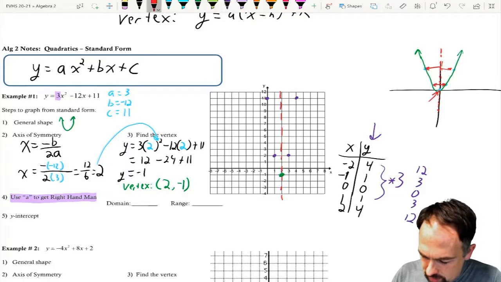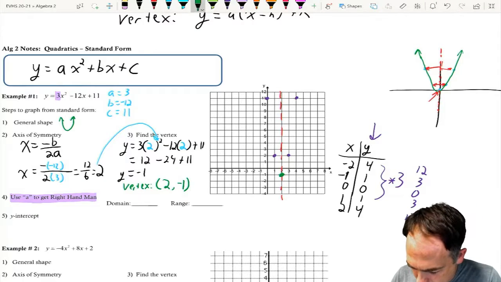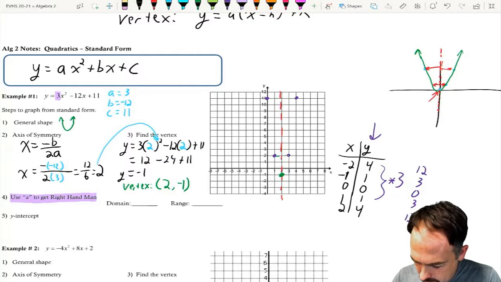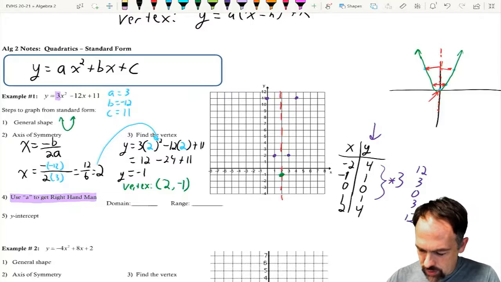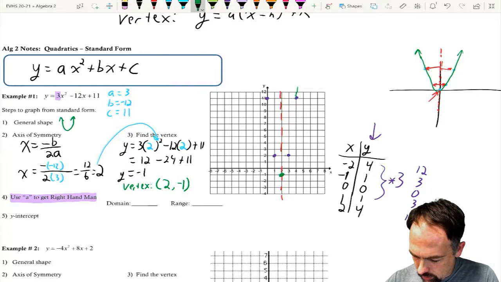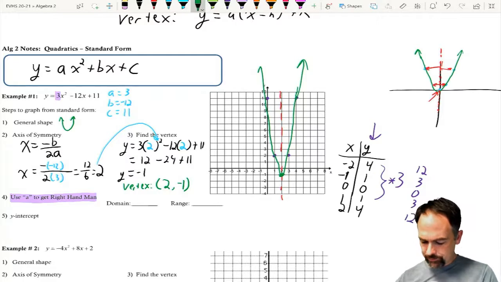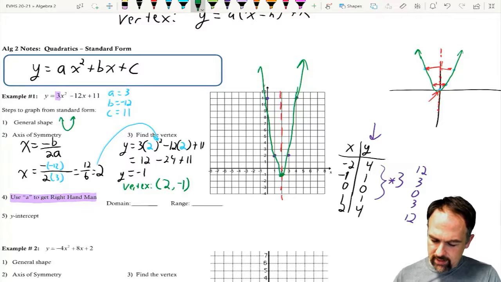1, 3, and then 2, 12. Again, you don't have to draw this, but notice we were talking about the symmetry. We got the symmetry going there and there. Okay, then we're just going to draw our line, well, I say line, or curve. There's my parabola.